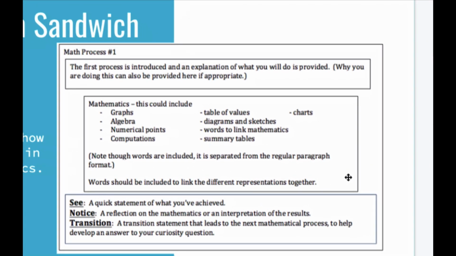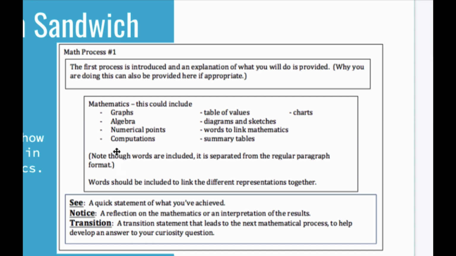When we write mathematics, what typically happens is we start off with an introductory statement of what we're going to be doing. Sometimes you can include why you're doing it. And then you do your mathematics. Okay, and it's often graphs or algebra or points or computations. It could be lots of different things. And if it's several components, there may be words that link them all together.